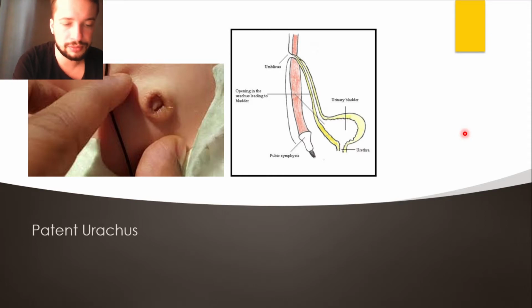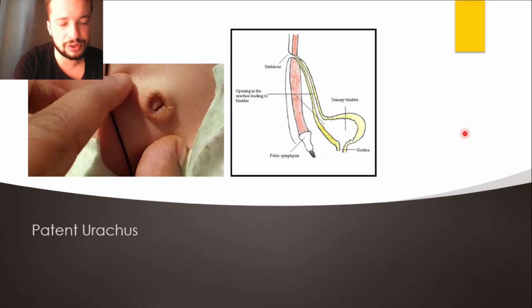Patent urachus causes continuous or intermittent drainage of serosanguinous or purulent fluid from the umbilicus. If the umbilicus becomes infected, then there is periumbilical swelling, tenderness, and drainage. The diagnosis of a patent urachus can be done without ultrasonography and micturition cystogram. A patent urachus needs to be excised.